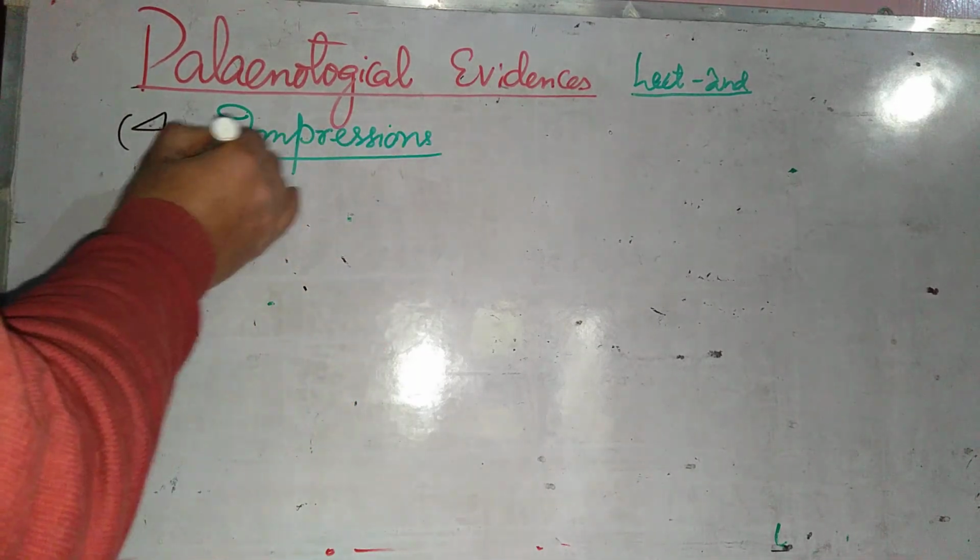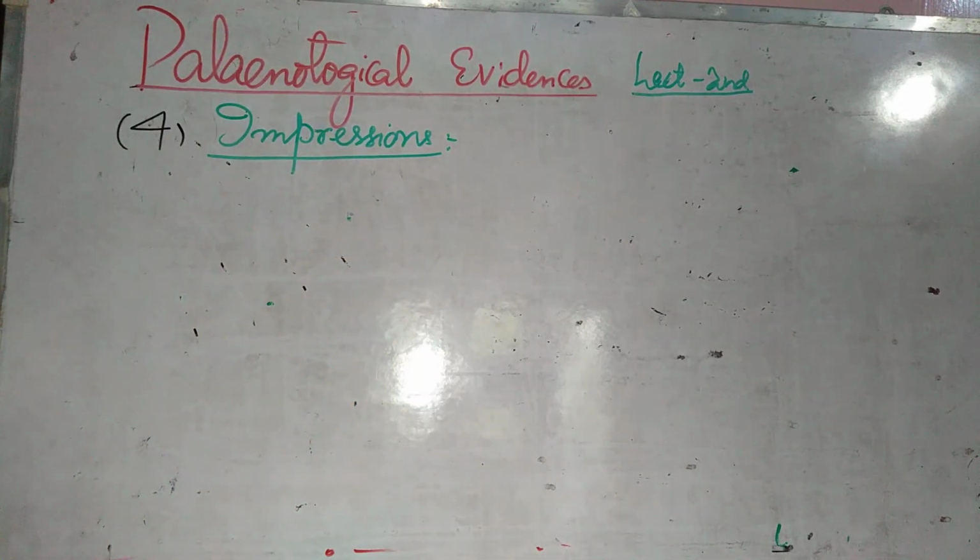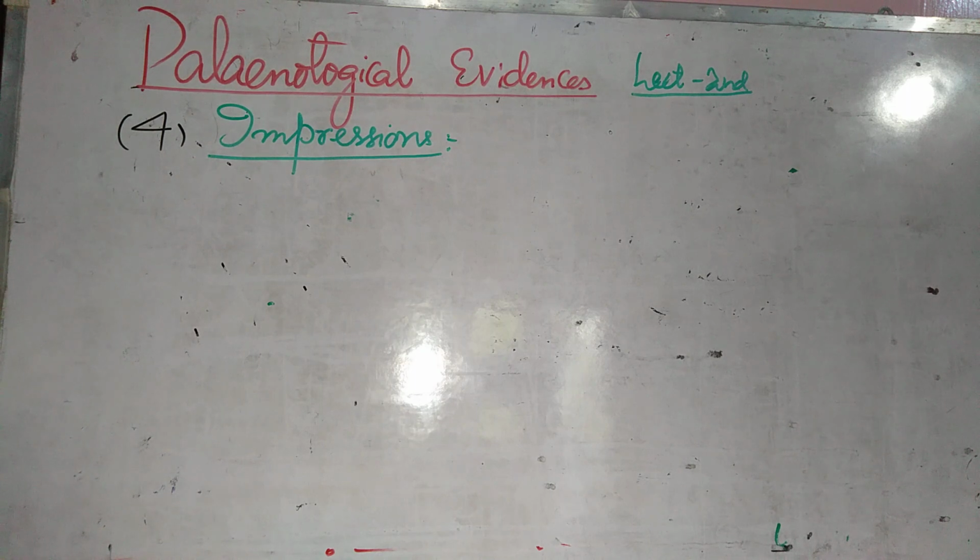Impressions. Now, what are impressions? As the name suggests, these are the types of fossils in which an impression or a print is marked on a hard rocky matter by the fossil. So, even if the fossil has degenerated, there remains a mark or a print on the hard rocky matter, and this type of evidence is also counted as a fossil evidence.